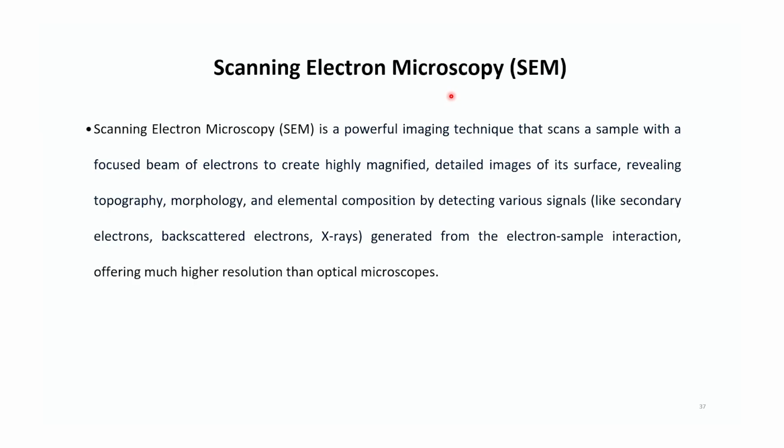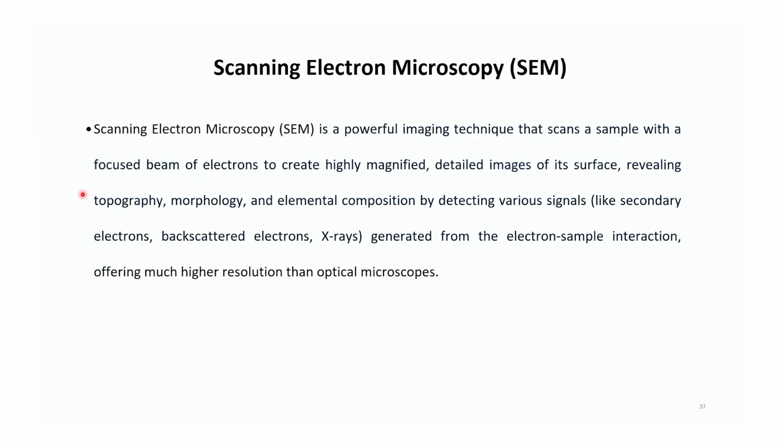Now, the scanning electron microscopy, that is SEM. Scanning electron microscopy is a powerful imaging technique that scans a sample with a focused beam of electrons to create highly magnified detailed images of its surface. You remember the transmission electron microscope was also similar in that it was scanning a sample with a focused beam of electrons. But here, you are achieving more detailed images of your sample surface.